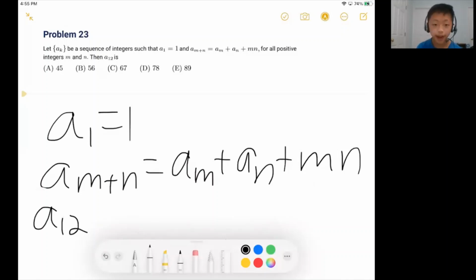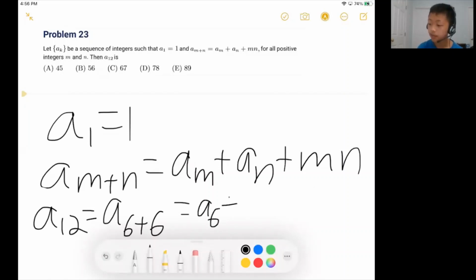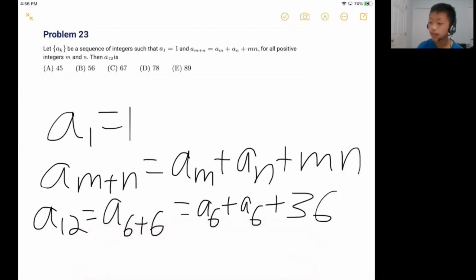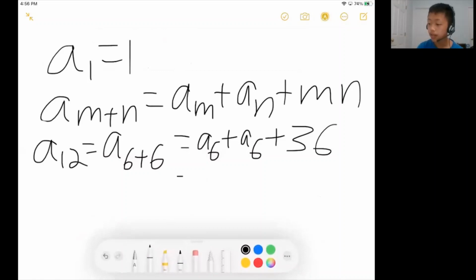To find that, the idea is we want to break A12 into smaller numbers, right? We can write 12 as 6 plus 6. So using this relation here, I have m equals 6, n equals 6. So I can say this equals A6 plus A6 plus 6 times 6, which is 36. So we get that A12 is equal to 2A6 plus 36. So now all we have to do is find what A6 is.